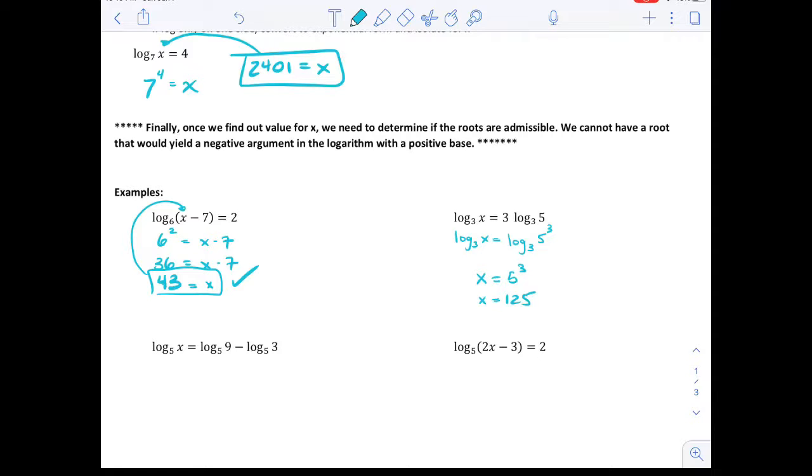And done. Had I put that entire right side into my calculator and then converted it to exponential form, that's fine too. You'll also still get 125. It's a little bit more work, but it doesn't matter, you'll get there.